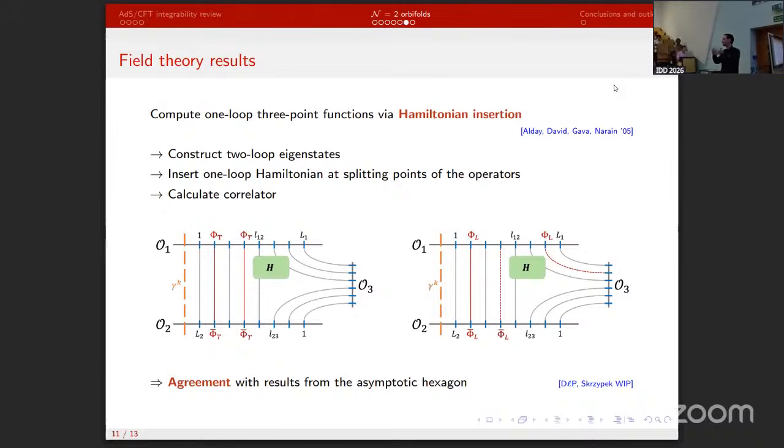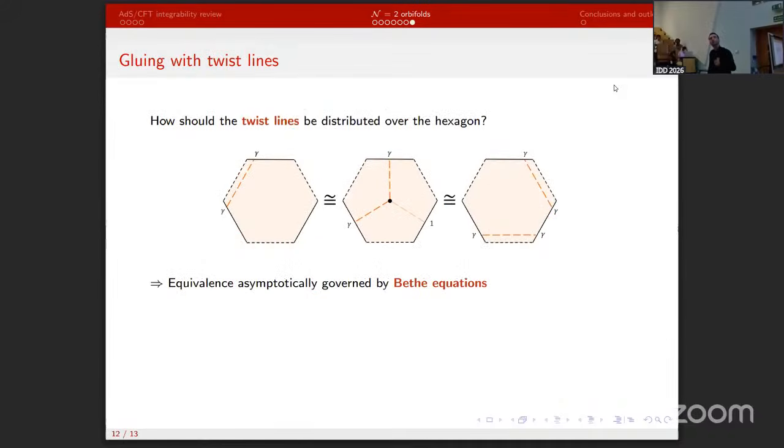So we also looked at the different sectors. I mean, if you remember this table where I can pick different combinations of SU(2) sectors. Okay, then one last question: how should the twist line be distributed over the hexagon? I mean, I put this now here, but of course I could also form this whole thing and put it on these edges, for instance.